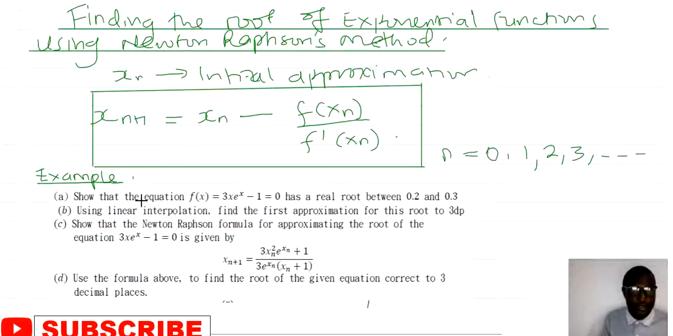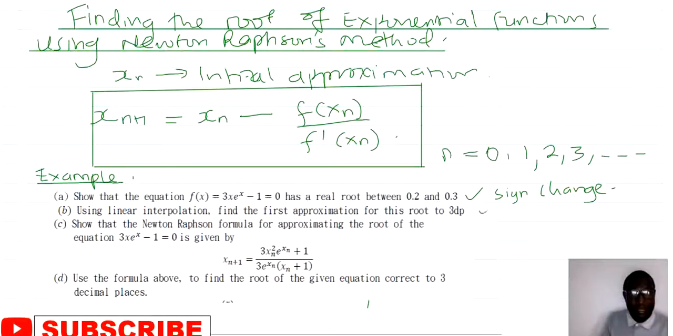They need us to show that the equation 3x e^x minus 1 equal to 0 has a root between 0.2 and 0.3. They need us to show that. So we are going to use a sign change here as one of the methods that we looked at. Then part B, they need us to use linear interpolation. Find the first approximation for this root to 3 decimal places.